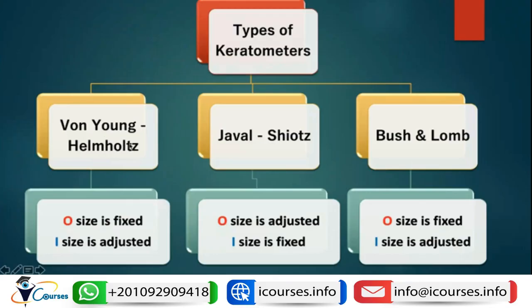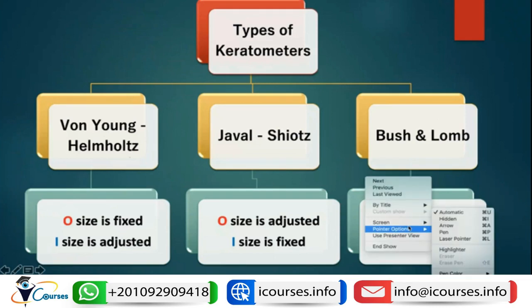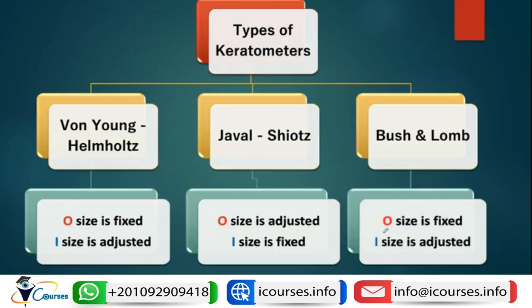In case of von Jung-Helmholtz, the object size is fixed, and only the image size will be the variable. So we adjust the image size in order to know the radius of curvature of the cornea, but only the object size is fixed. The Bosch and Lamp will act by the same principle. The object size will be fixed, and the image size will be adjusted.